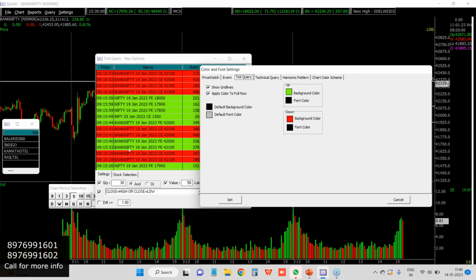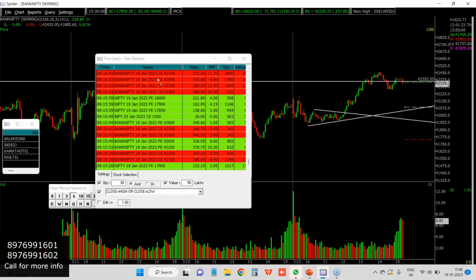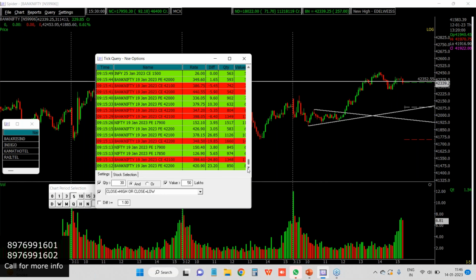So your tick query will look like this. What this is telling me is, for example, call is in red, which means call writing is going on over here. And if put is in green, green means buying, red means writing. If call is in red, it means call writing. And if put is in green, it means put buying. So again, tick query, if you select this condition, rarely will you get any result during the market, but whenever you get one, it will be in bulk trading.